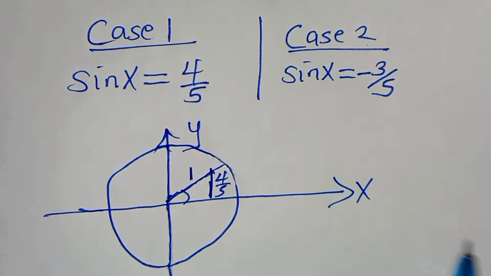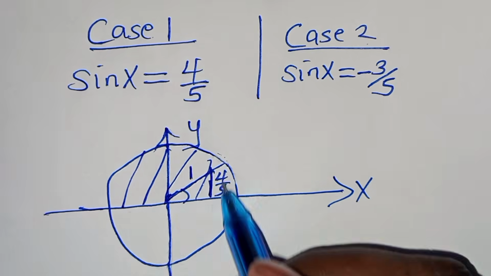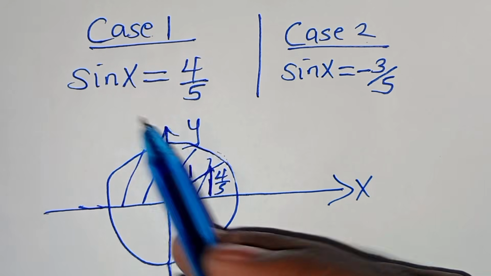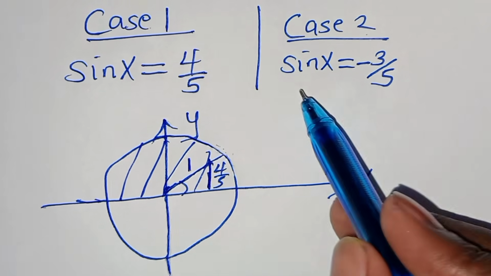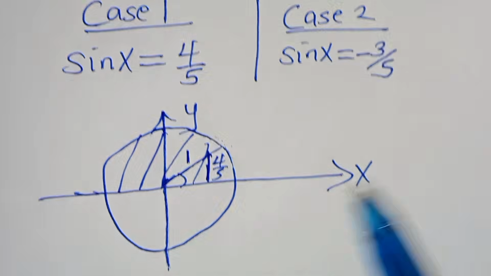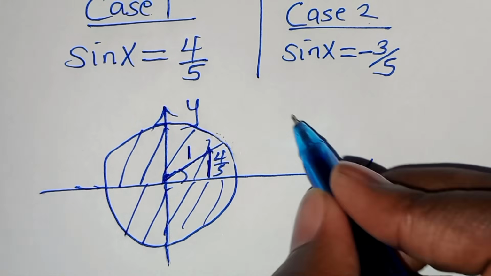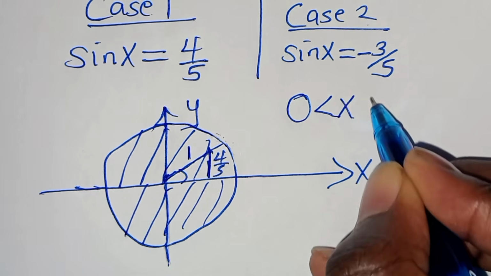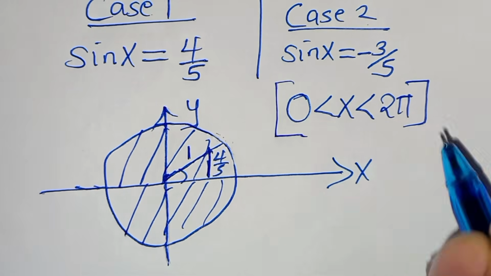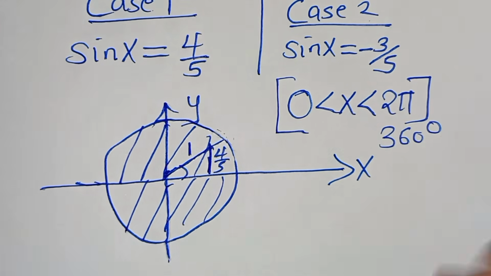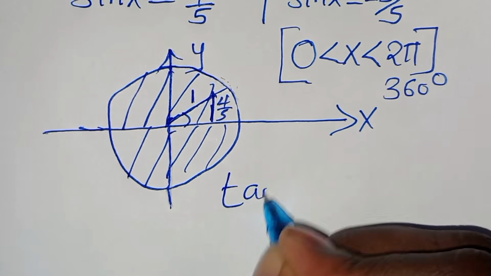In this case, the angles that are above the plane are those with positive sine x. Sine x is positive 4/5, so these are the angles above the plane. Now, sine x which is minus 3/5, these are the angles below the plane. Now, x ranges from 0 to 2 pi. 2 pi is the same thing as 360 degrees. Now, the question here is, what is tan x?